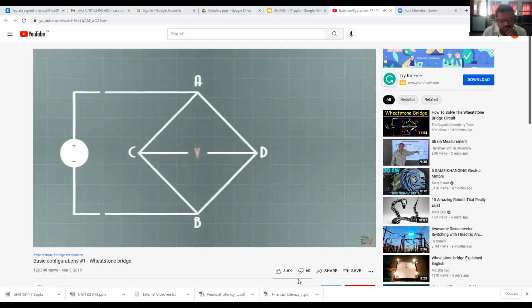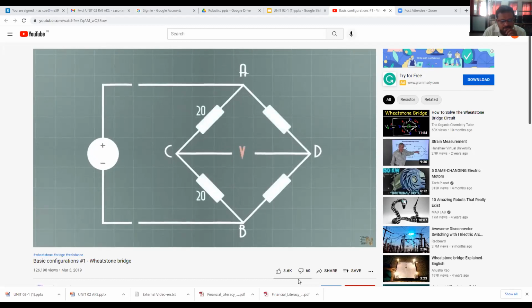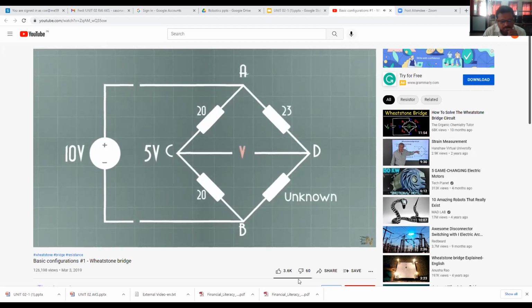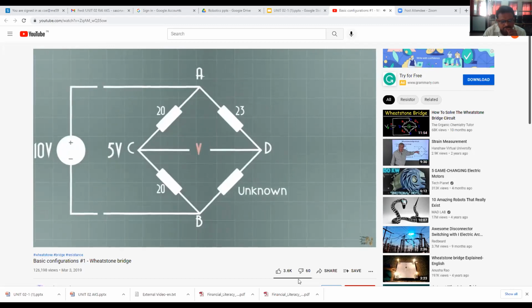On one side we have, let's say, two resistors of 20 ohms, and the supply is 10 volts. Using the divider formula before, we get that the voltage on C is 5 volts. We change the R3 resistance till we get 5 volts as well on point D. Okay, so now let's say that the unknown resistor is a strain measurement gauge. This gauge will increase the resistance under forces.